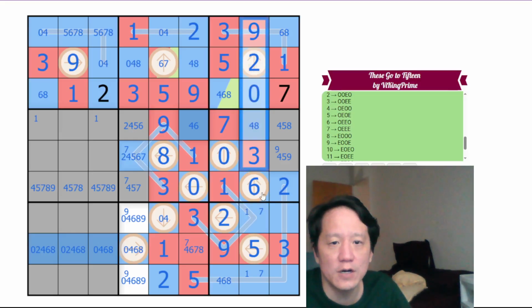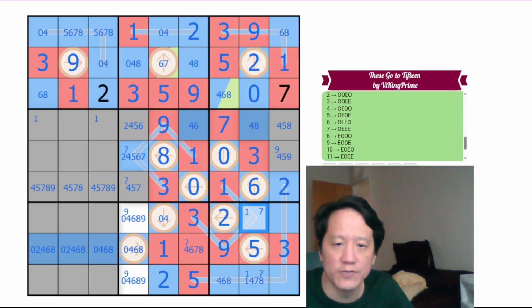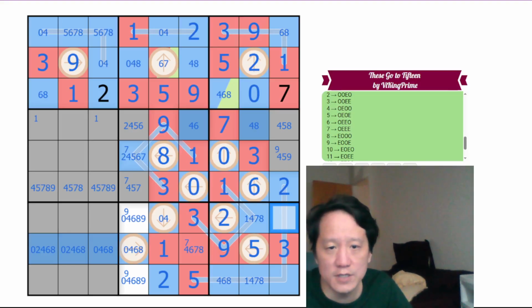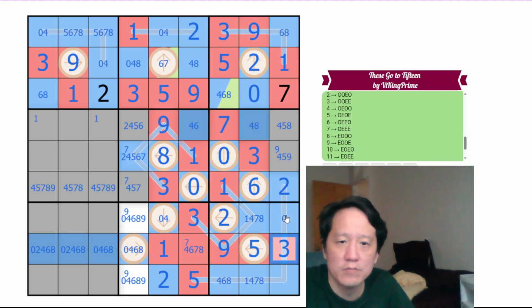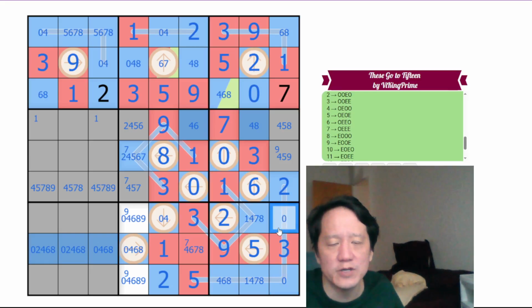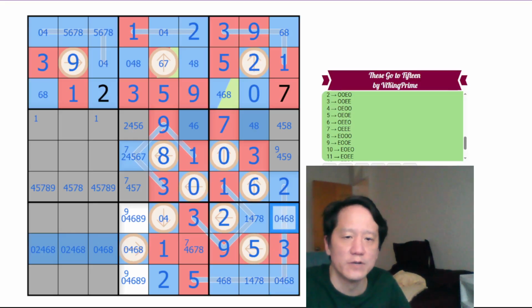Remaining digits of column 8 are 1, 7, 4, and 8. And again, the 1 and the 7 have to be the Schrodinger together. Remaining digits of box column 9. We have 0. Okay. And what else? 0, 4. It has to be all even digits. So 0, 4, 6, and 8. Okay.